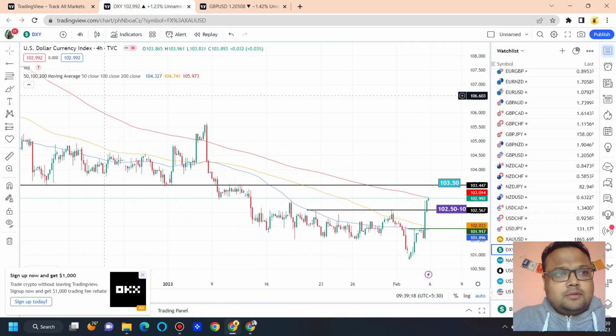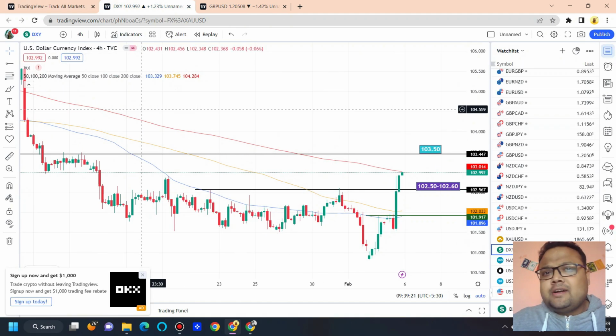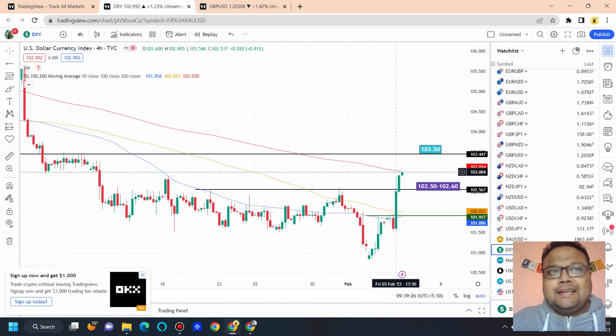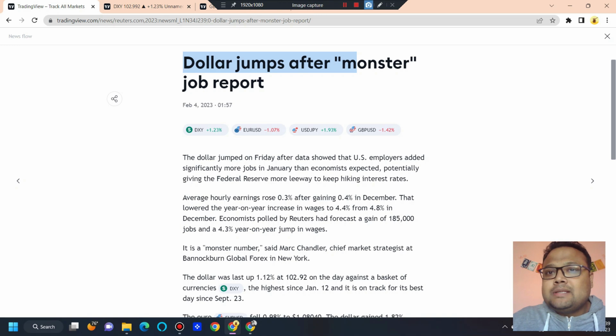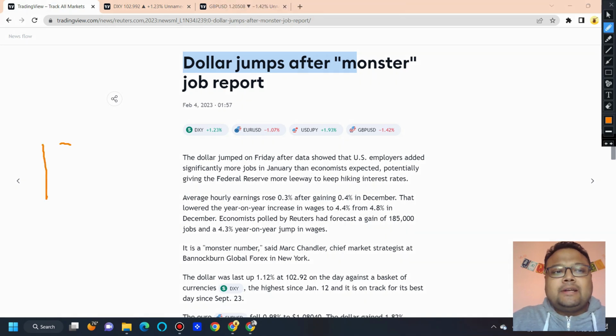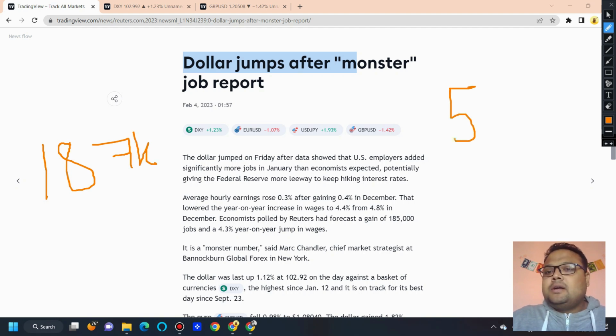This is the 4-hour chart of DXY, and we saw massive recovery on the chart of DXY, and ultimately DXY closed at 102.99. And the reason is, here you can see dollar jumps after monster job report. The dollar jumped on Friday after data showed that US employers added significantly more jobs in January than economists expected. The expectation was around 187k jobs, and the number turned out to be 517. It was a massive difference.